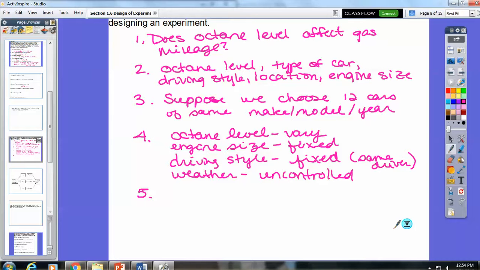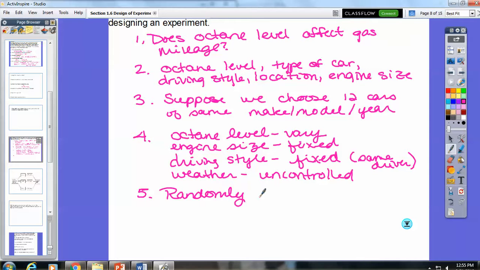Alright, so how are we going to do this experiment? What do you guys think would be good? We have to vary the octane levels. So, how are we going to do that? Should we just say the first 3 cars that I see are going to get this octane level, and the next 3 cars are going to get this octane level? Or should we do it simple random? Simple random? So, randomly assign them an octane level.